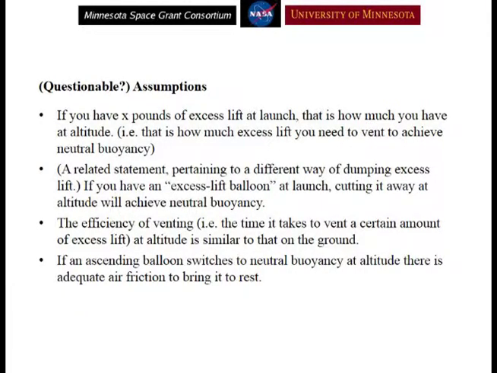If you have excess lift balloons, maybe they do or don't have the right excess lift at altitude. Is the efficiency of venting the same on the ground as in the air? I'm pretty sure this is not true at all. Maybe, like, really not true. That's the one that worries me the most.